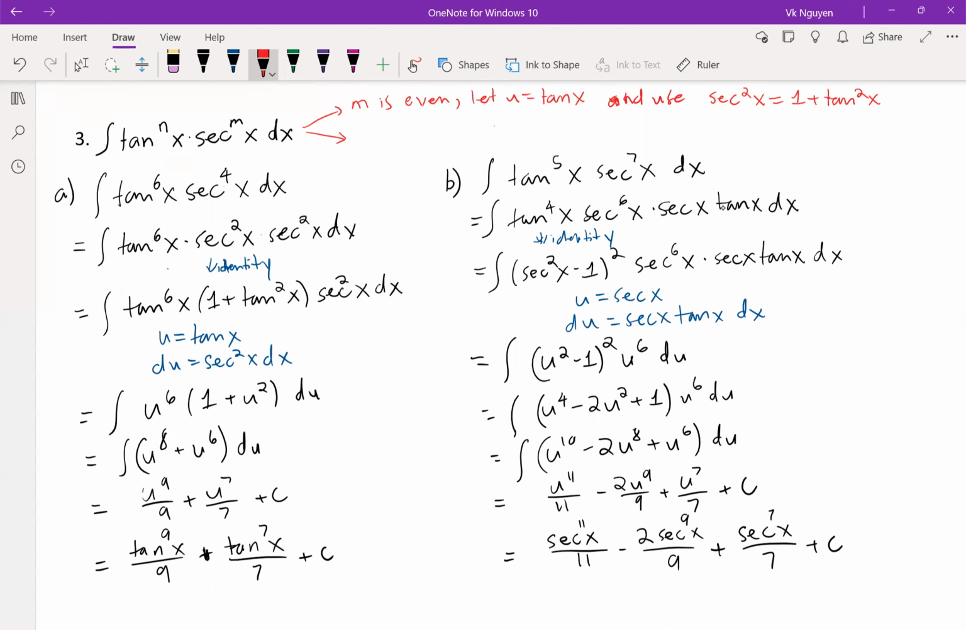Another case is the power of tangent is odd, so n is odd. In this case, we let u equal secant x. And we use the identity tangent square x equal secant square x minus 1.